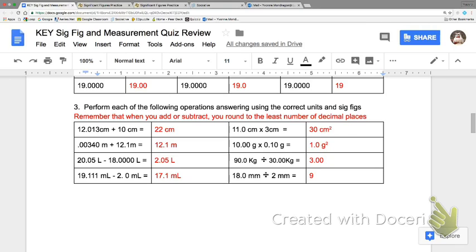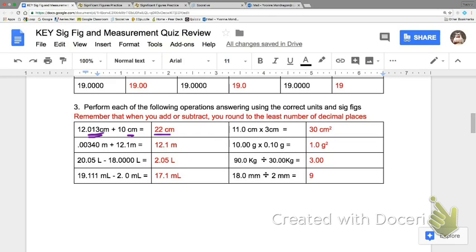Now let's do some operations with those significant figures, and we're going to try some addition and some subtraction. The rule we have to remember, here in red, is that when you add or subtract, you round to the least number of decimal places. So when we look at a value like 12.013 plus 10, 12.013 has 3 decimal places, and the 10 has no decimal places. So when we add those two together, we have to round to a value that has no decimal places. And when you add them together, you come up with 22.